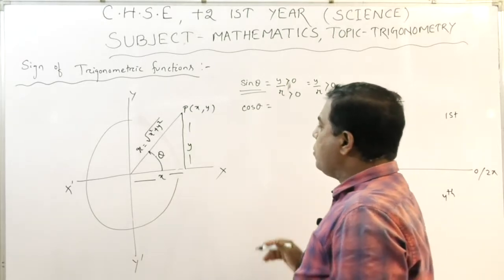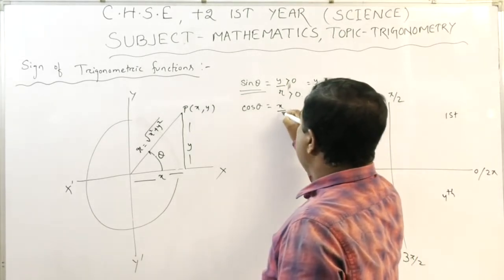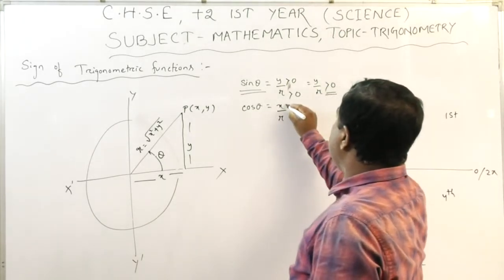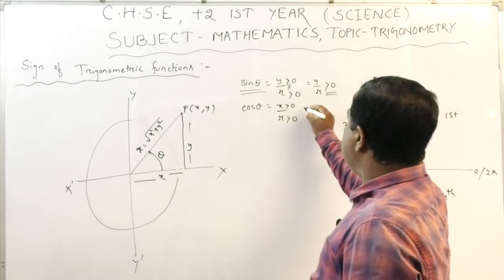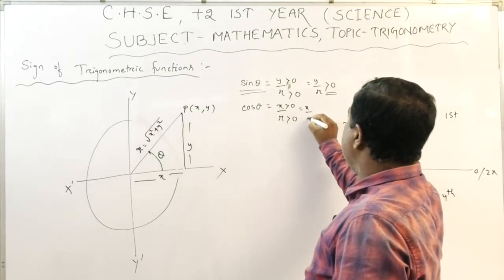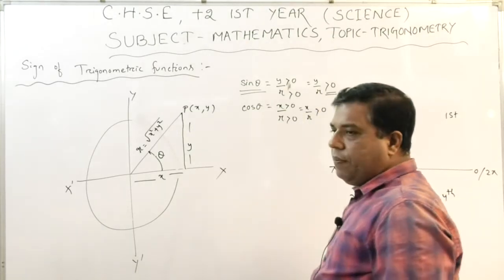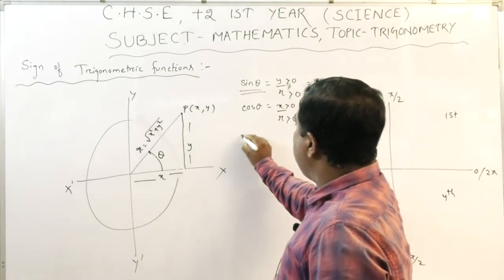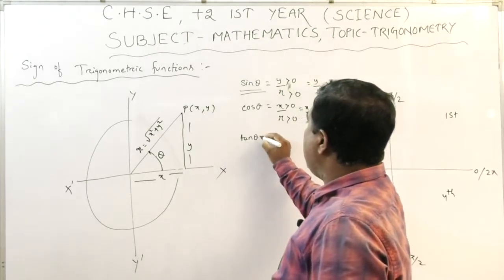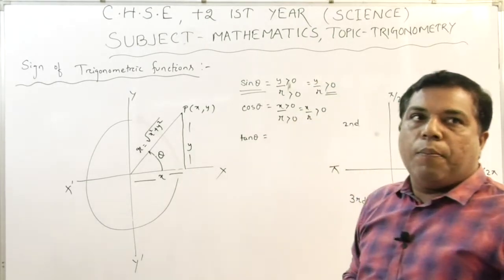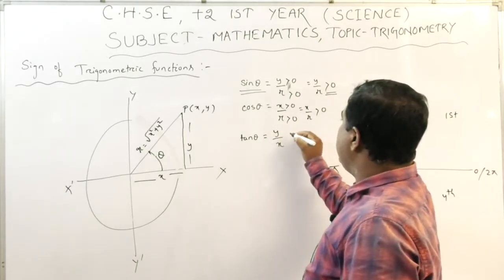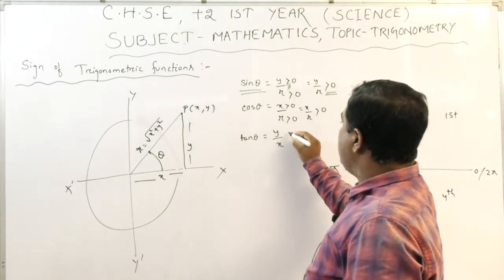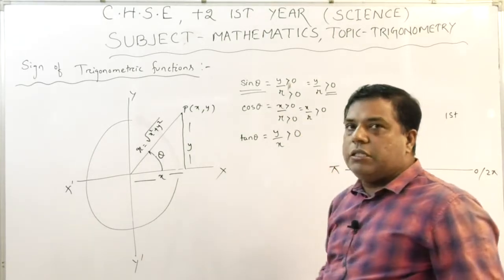So base upon hypotenuse means it is x on r. Here it is greater than 0 and it is greater than 0, positive. So we can say our x on r is positive. Now what happens about tan theta? Tan theta is perpendicular on base, so it is y on x. Both are greater than 0, so this is also greater than 0.